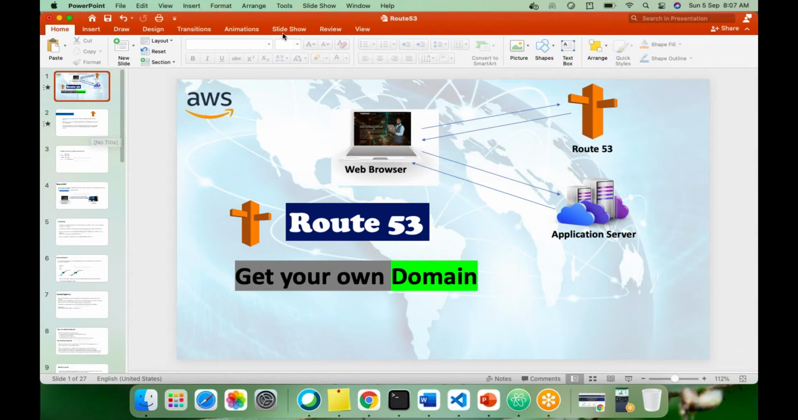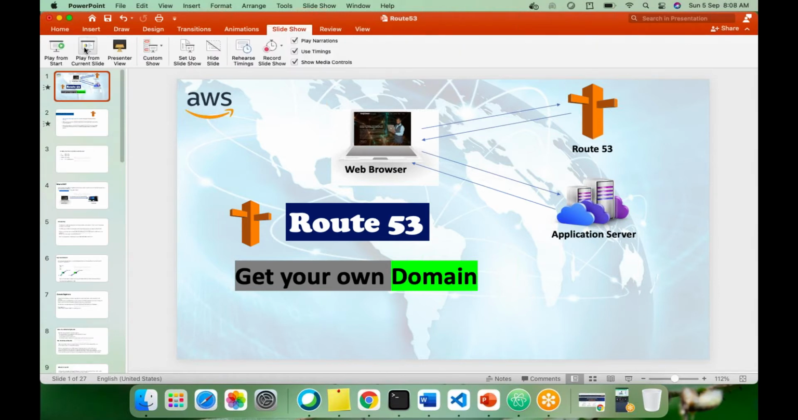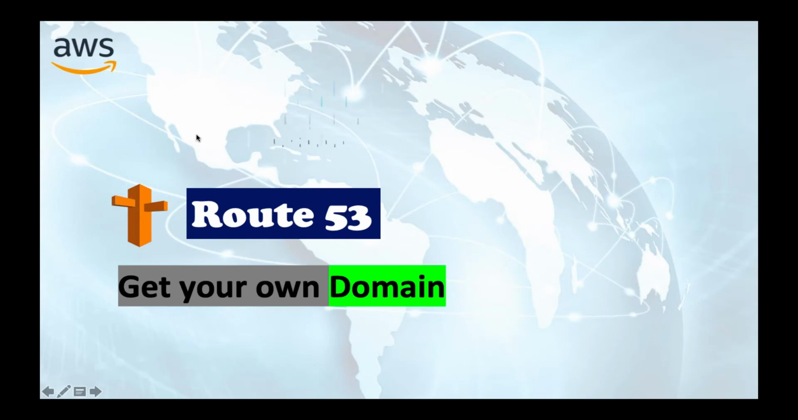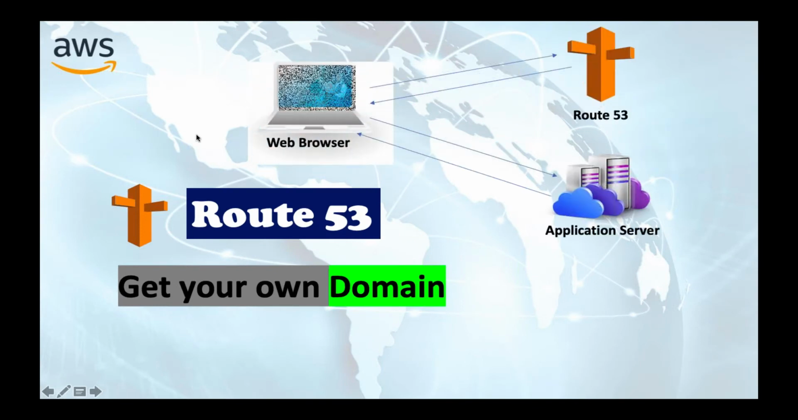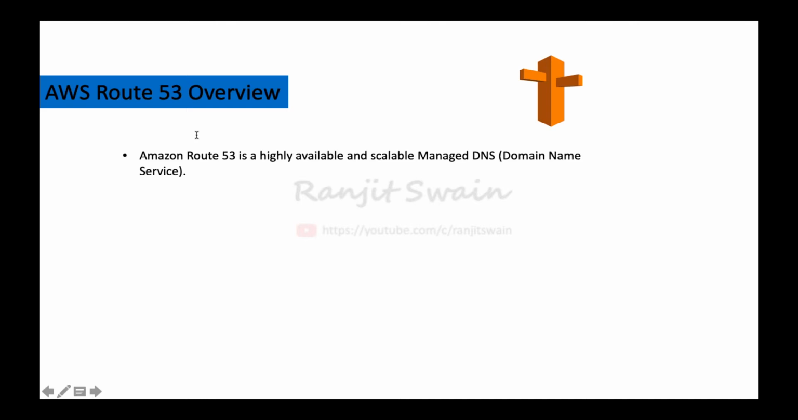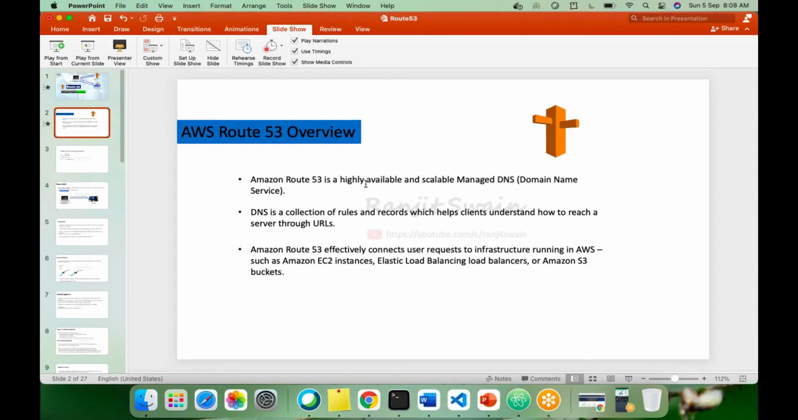So let me just move the slide slowly. Okay, so let's go for the AWS Route 53 overview. Amazon Route 53 is a highly available and scalable managed DNS. That means, as we learned in the last classes, like RDS, Relational Database Service, which is one of the managed services from AWS, similarly Route 53 is also one of the managed services from AWS.